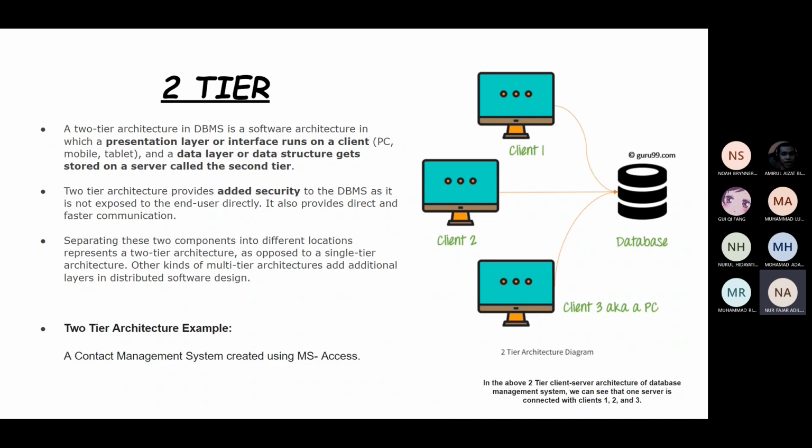Separating these two components into different locations represents a two-tier architecture as opposed to a single-tier architecture. Other kinds of multi-tier architecture add additional layers in distributed software design. An example of two-tier architecture is a contact management system created using Microsoft Access.